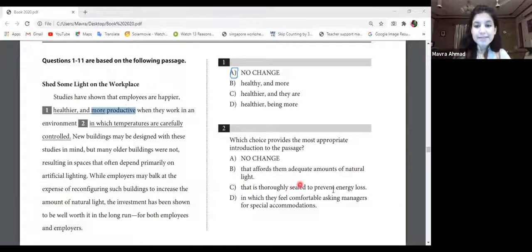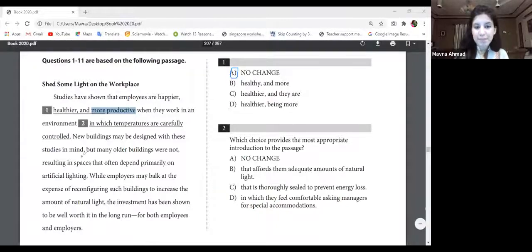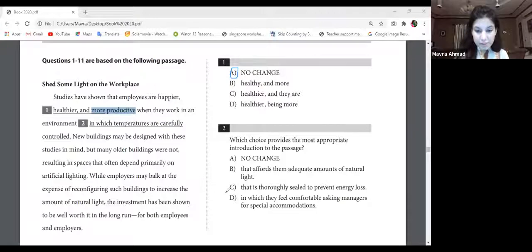C, that is thoroughly sealed to prevent energy loss. हमने passage अभी read किया है, हमने energy loss की यहाँ पे कोई बात नहीं की है, and we have not talked about sealing the offices to prevent loss of energy. So this is not making sense. Then option D, in which they feel comfortable asking managers for special accommodations. इस बारे में तो पूरे ही passage में we have not talked about this option. So option D is not relevant, C is not relevant, A is not relevant.